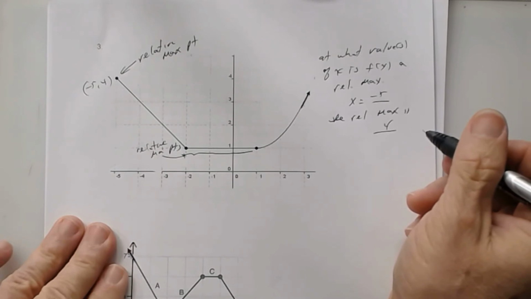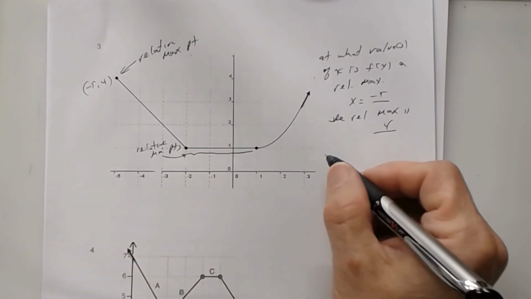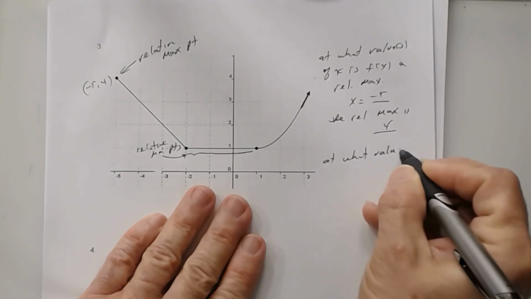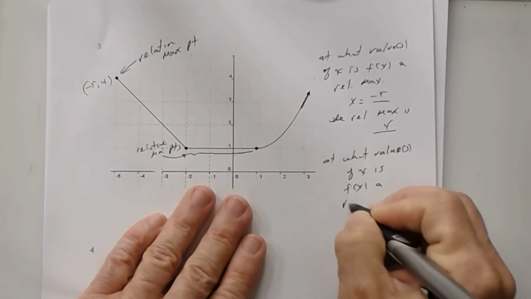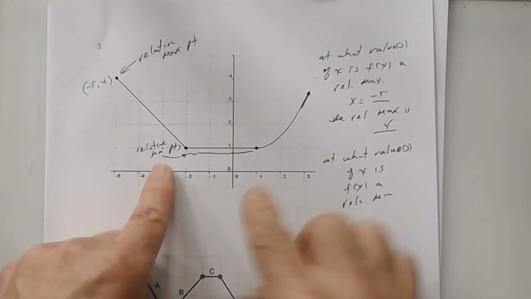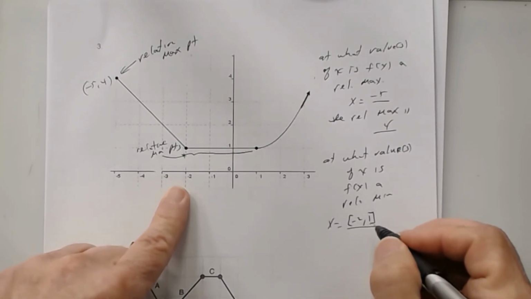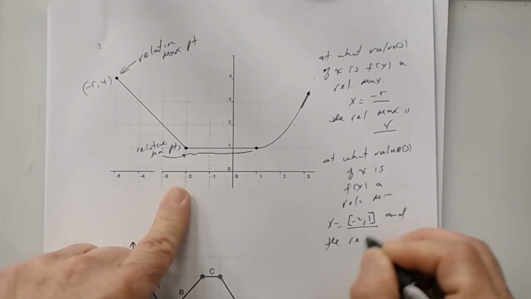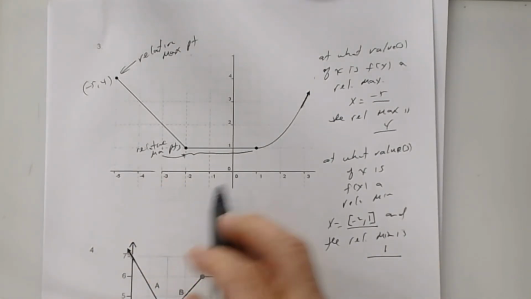Okay? But there is a relative min as well, right? So you're going to say at what values of x is f of x a relative min? This time you're going to say that interval. What's that interval? Bracket negative 2 comma 1. Okay? You could put parentheses there if you want to. And the relative min is what? It's just 1. All these y values are 1s.